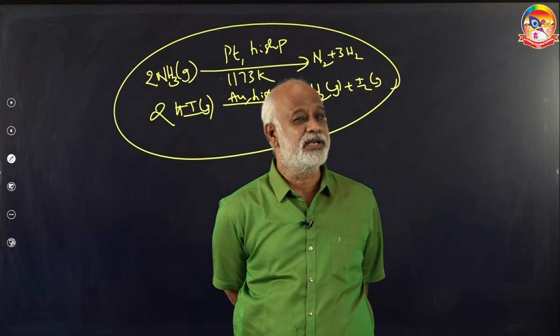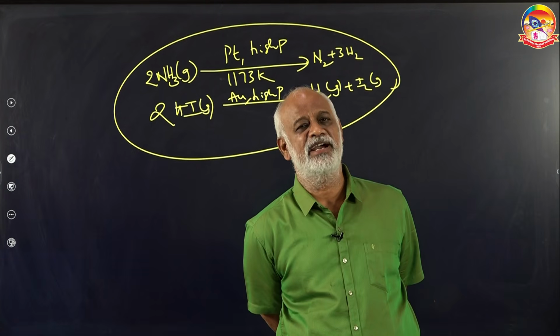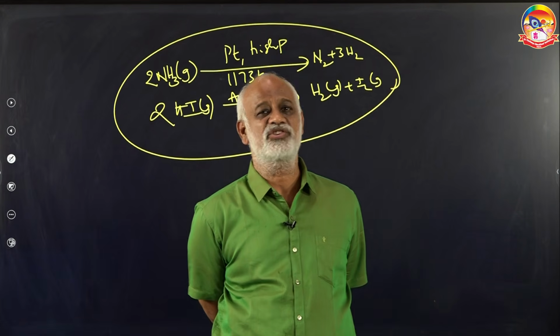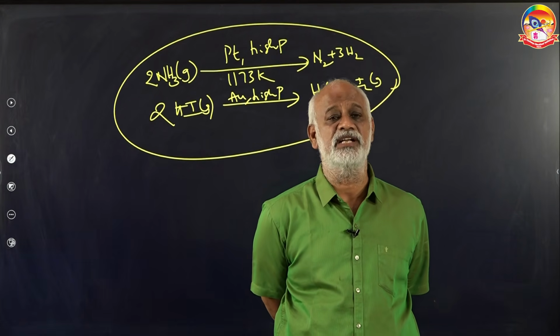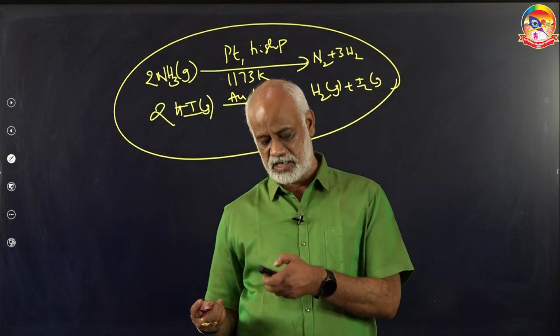A photochemical reaction also is considered to be a zero order reaction, because in a photochemical reaction, the reactant concentration is not important, but the intensity of light is more important. So this is about zero order. Coming to first order.